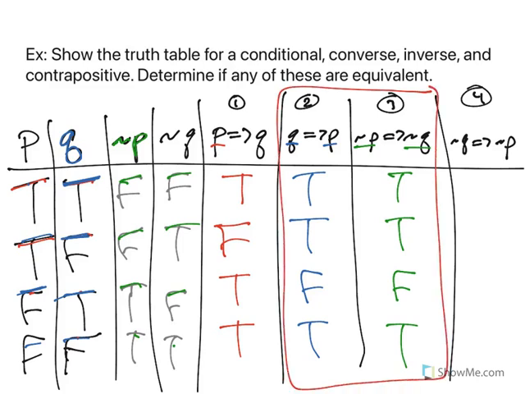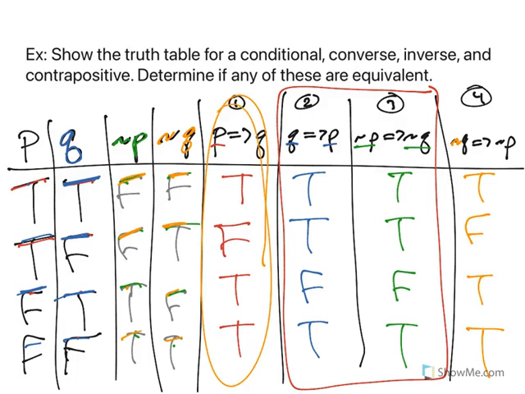Let's do number 4. If not Q, then not P. So now not Q is the antecedent. So false, false. Well, that's true. True, false. Well, that's false. False, true. That's true. True, true. That's true. And you'll see 1 and 4 are the same. So if we're talking about conditionals, the conditional and the contrapositive are equivalent. And the converse and the inverse are equivalent.